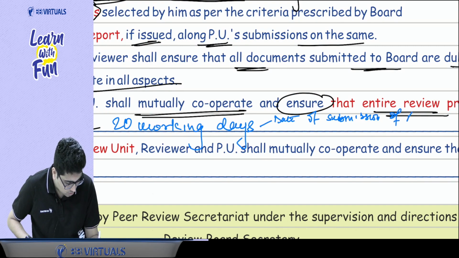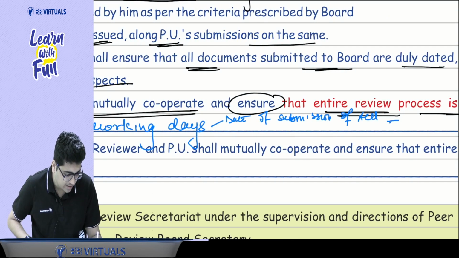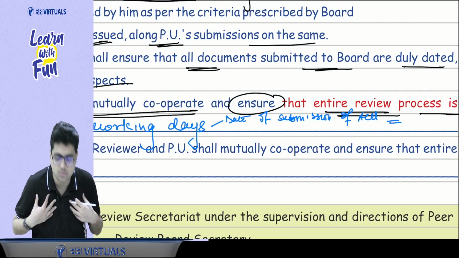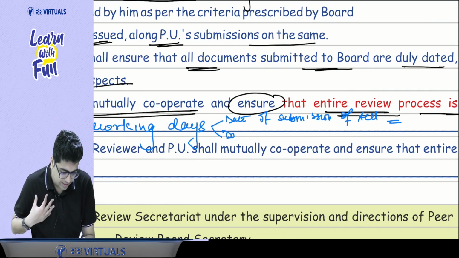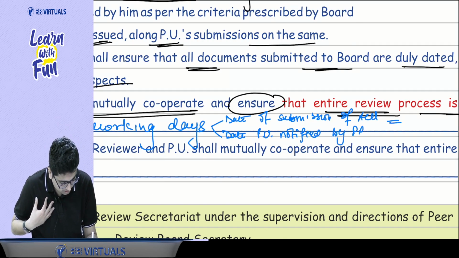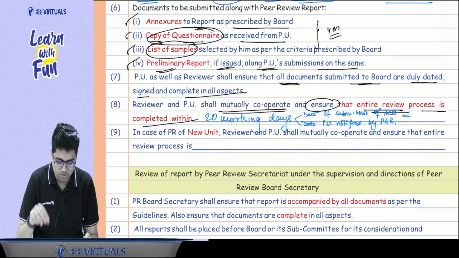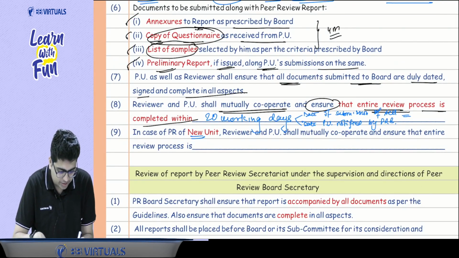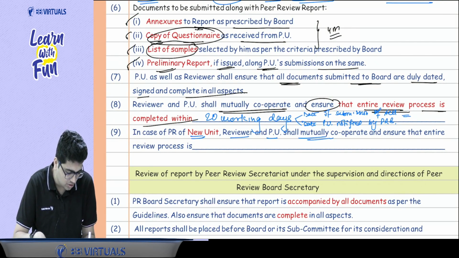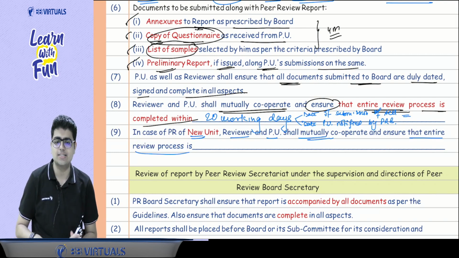of the ACQ by the practicing unit, in case it wanted to get the peer review done on its own, or the date on which the practicing unit was notified by the peer review board for the purpose of peer review. Got it? And in case of a new unit, the reviewer and practicing unit shall mutually cooperate and ensure that the entire review process is completed within. What was the time limit for the new unit?